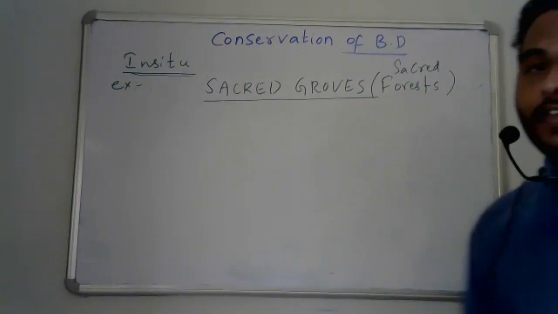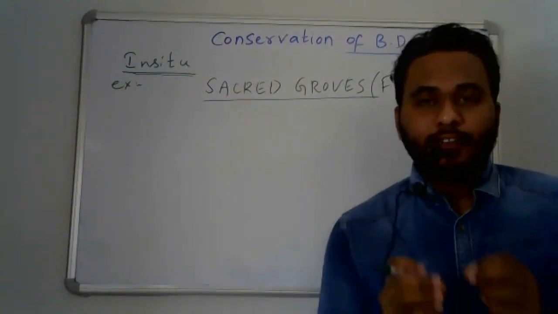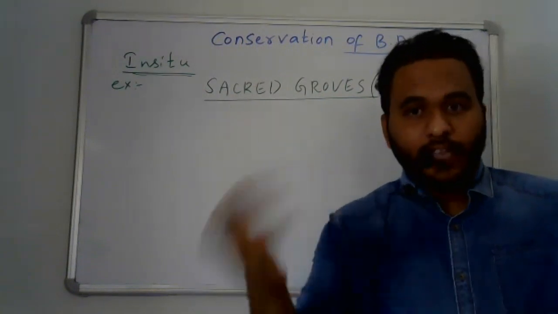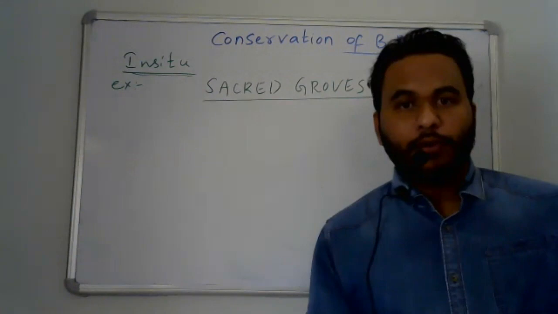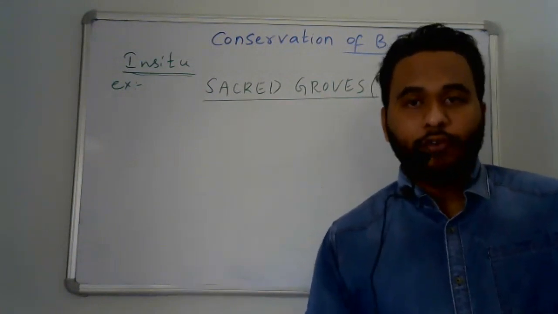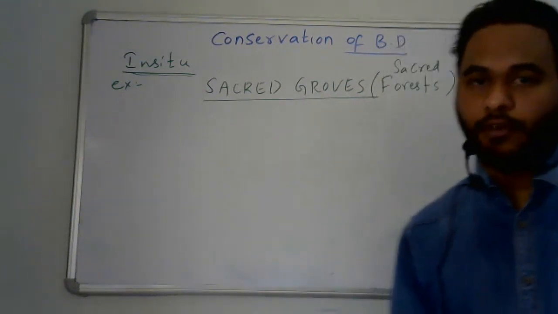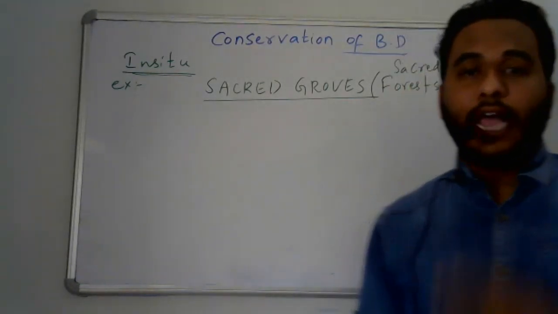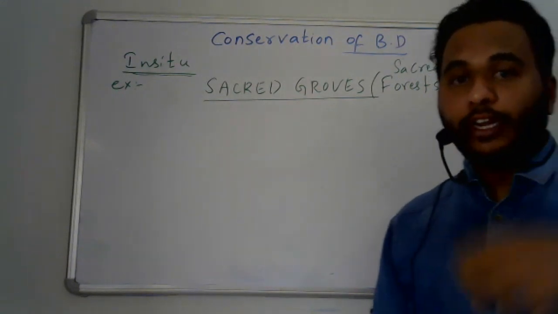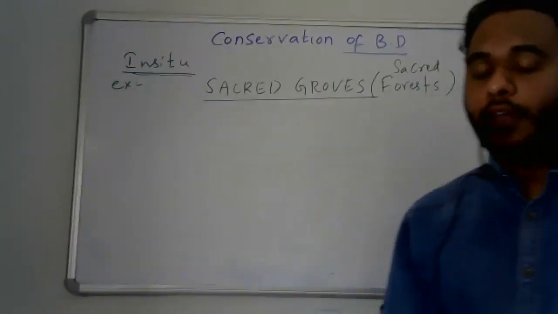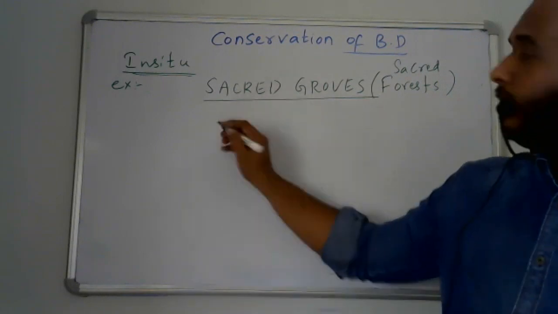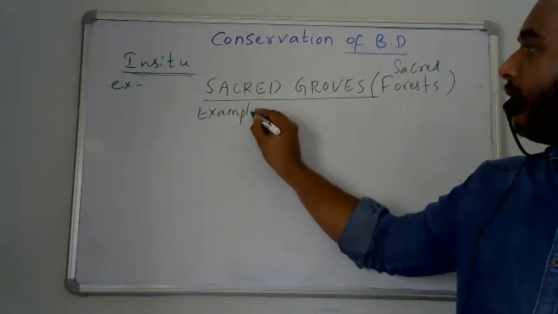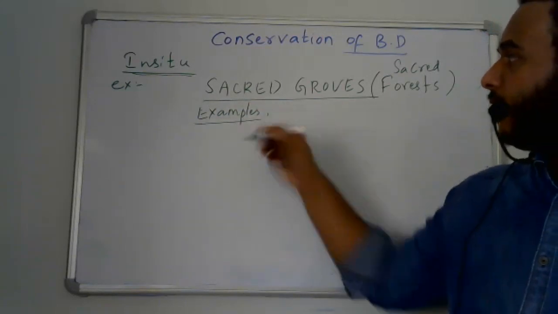Sacred groves are nothing but sacred forests. In that sacred forest, they have the right to even attack anyone who wants to perform the cutting of trees and the hunting of animals. So they can do that. The sacred forest gives these rights to the local people, local tribals. Now, examples of sacred groves, examples of sacred forests.